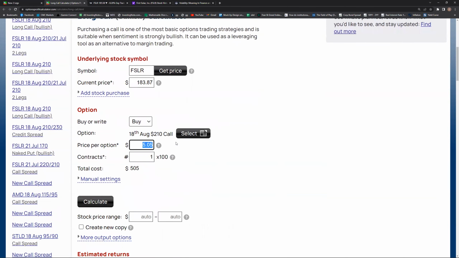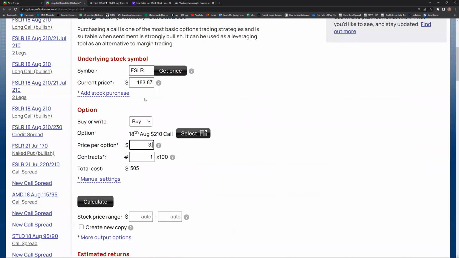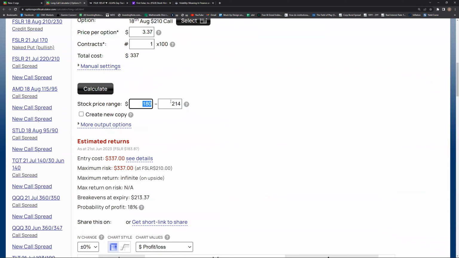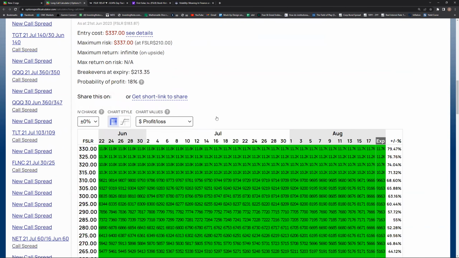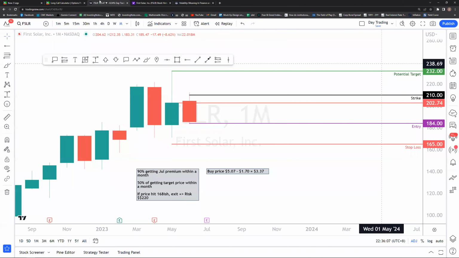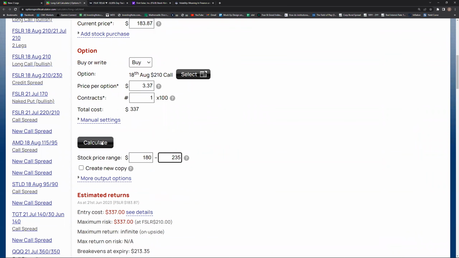Okay, so in this case, I will modify this because if the June one expires, we are only paying $3.37 now. And let's put this range to 330. So if this goes all the way to our target, sorry, 232, my bad, 235.